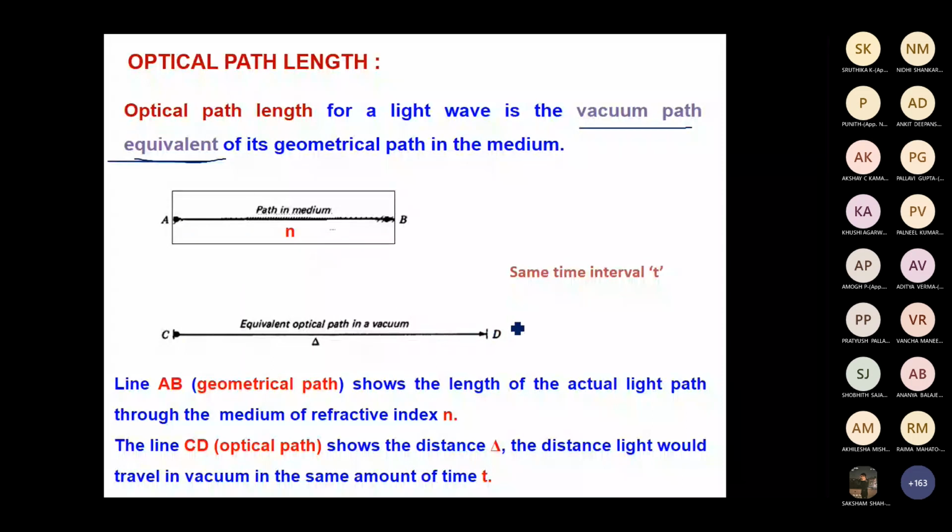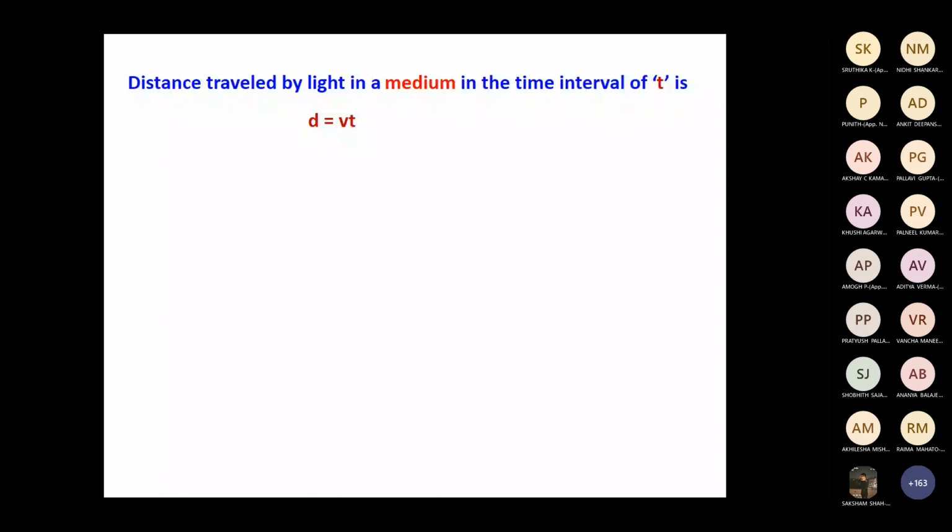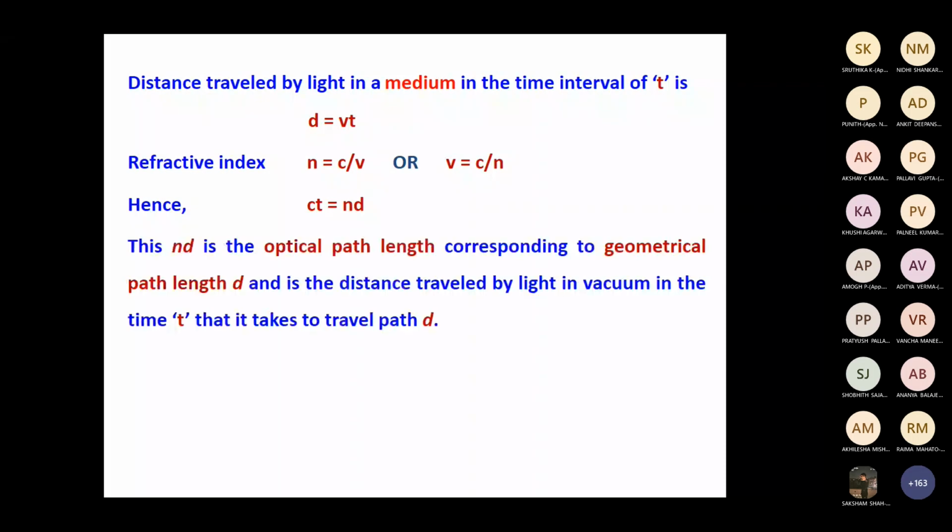How do we take optical path into consideration whenever a refractive index N comes into the picture? Let us see. The distance traveled by the light in a medium in the time interval t is d is equal to v times t, which we already know. And the refractive index, as you know, is n is equal to c by v, or v is equal to c by n. So we can say ct is equal to nd. What is nd? nd is the optical path length corresponding to a geometrical path length of d.